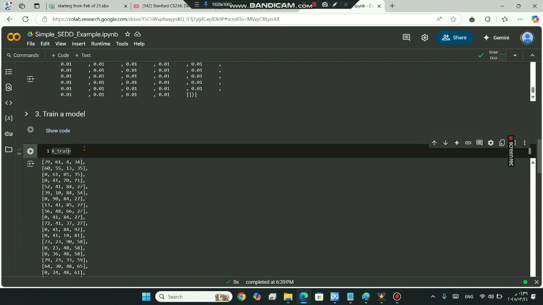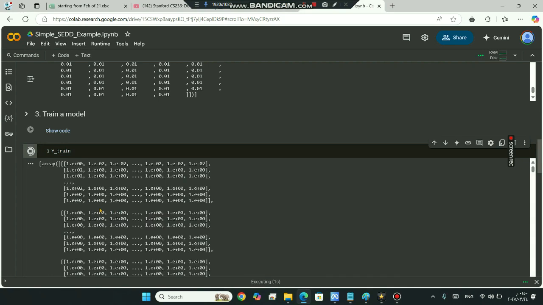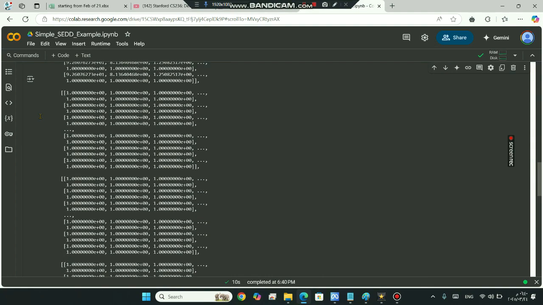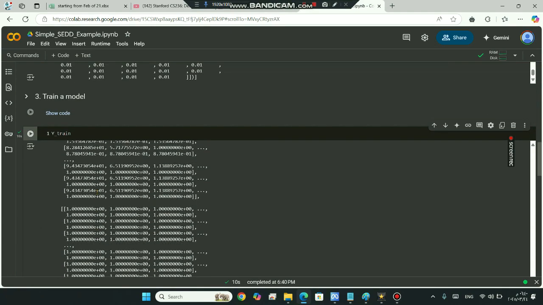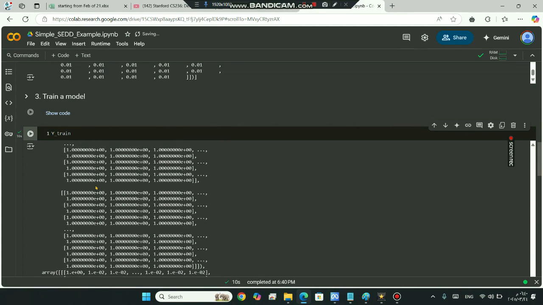Now let's print the output, Y train. All right, so those are, it's a little bit jammed over here. Those are the ratios that we have talked about. For each word, we have the ratios for each word in the vocabulary.